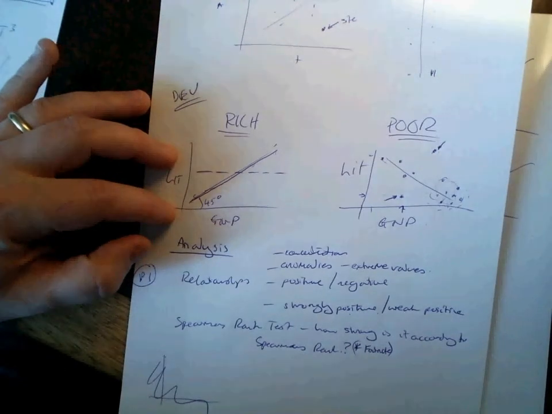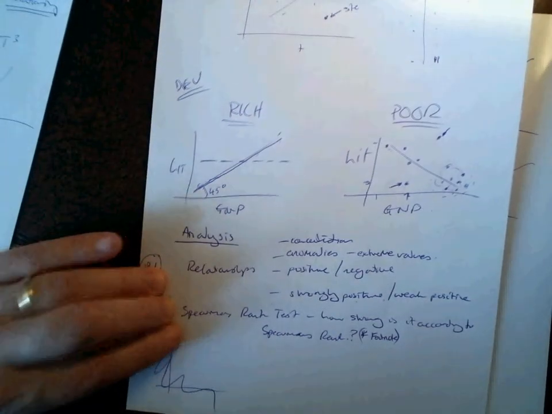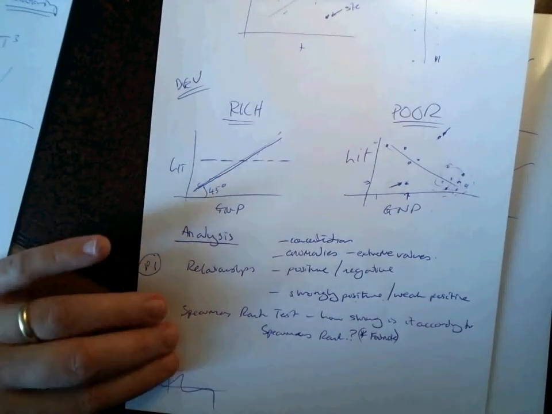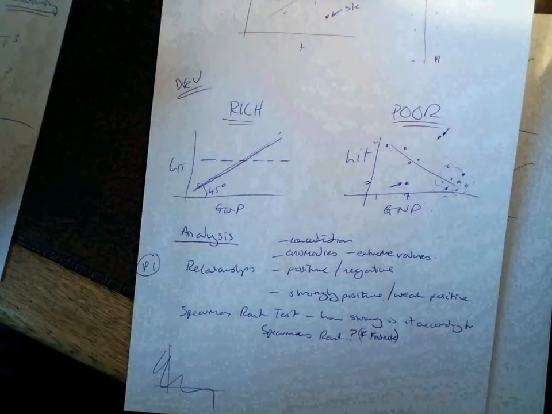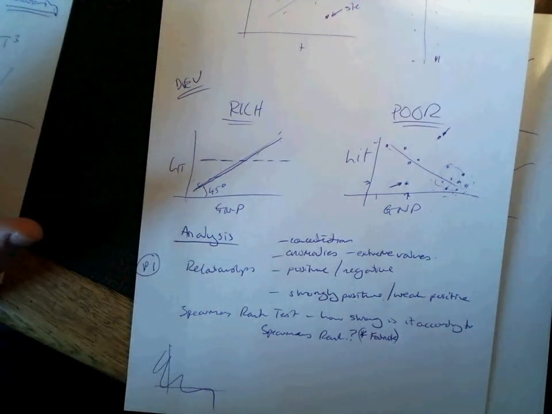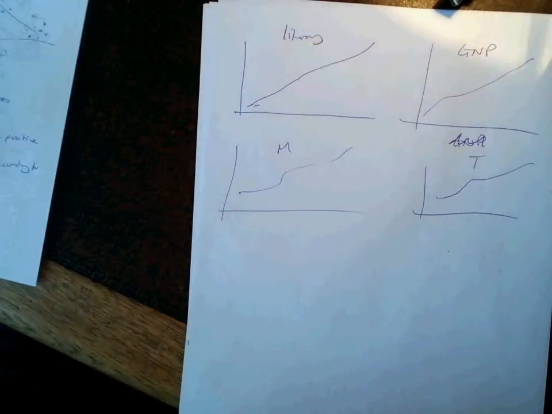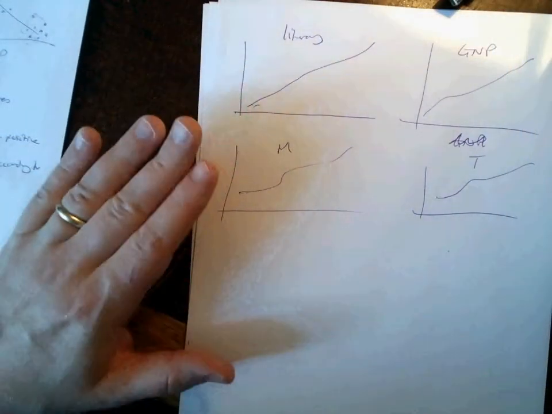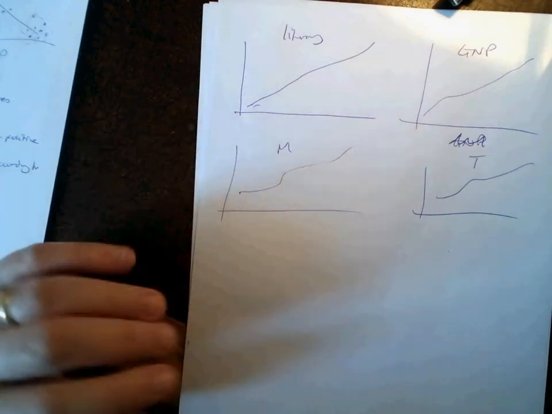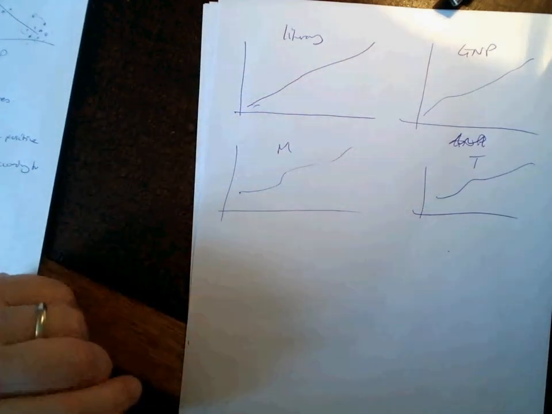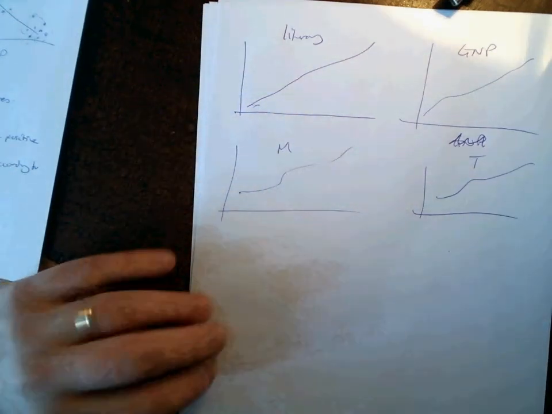You should have then done a Spearman's rank test. That will either back up or not back up your hypothesis. You should then draw two graphs that show the individual variables that you have been analyzing. And you should then go on to make some conclusions.